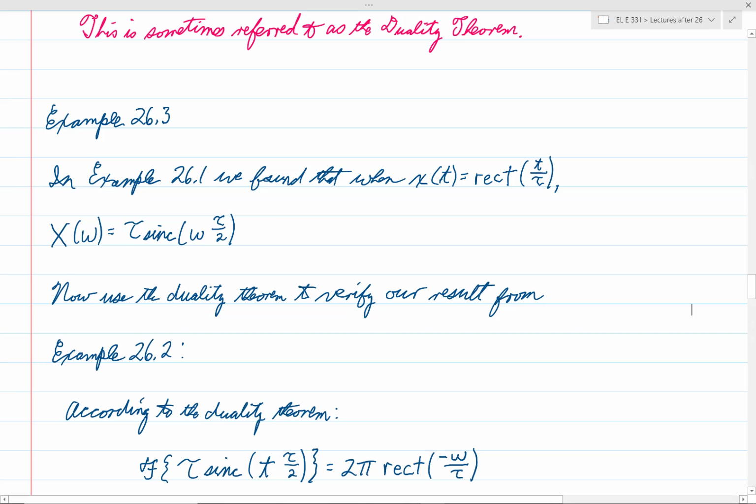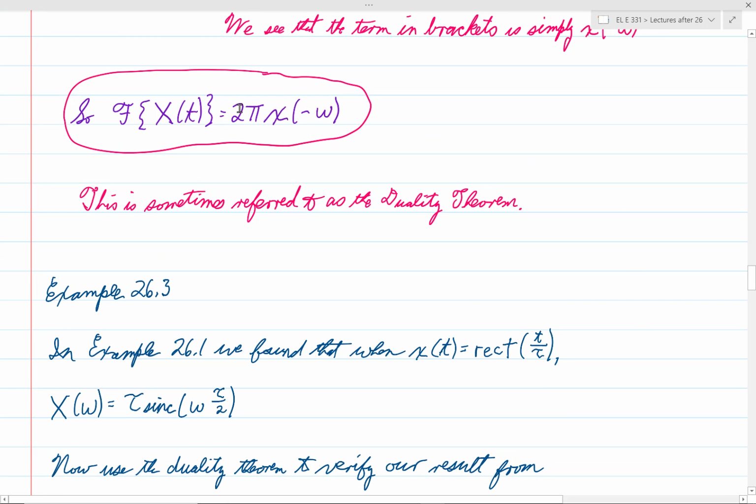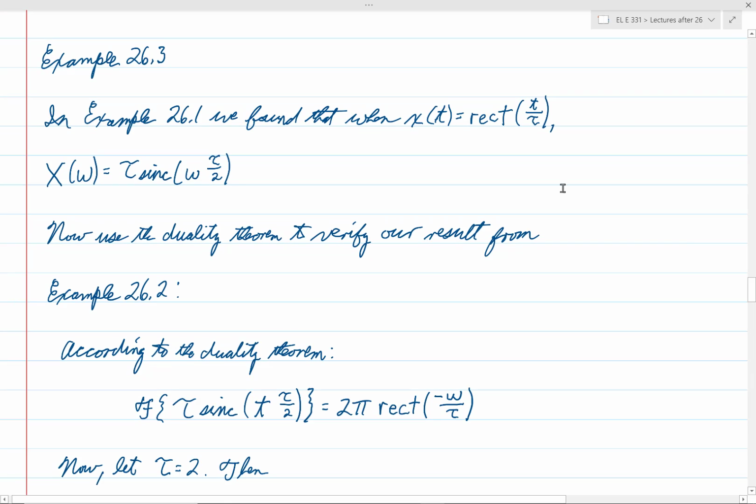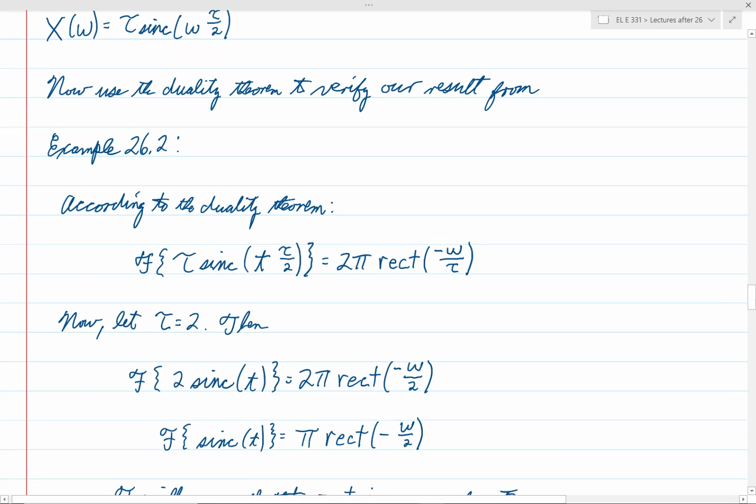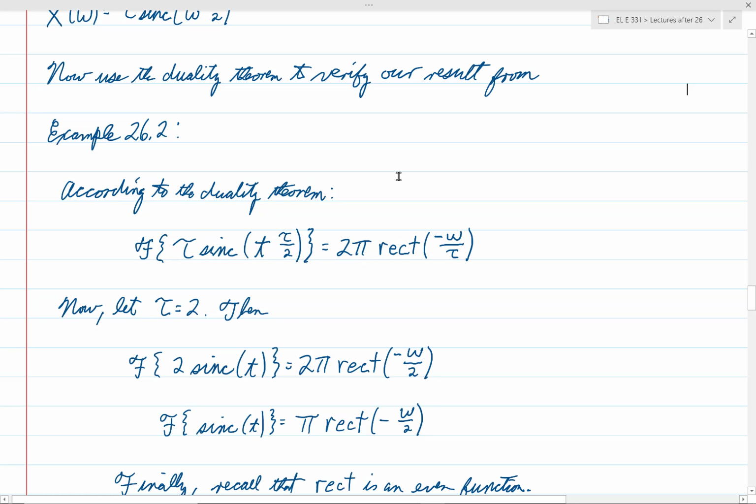And according to the duality theorem that we proved up here, that's equal to 2 pi times little x of negative omega. So coming back down here, little x of t is rect of t over tau, so little x of negative omega will be rect of negative omega over tau. And then we have that factor of 2 pi there. Okay. So how do we get our desired result? It's going to be very quick. We're just going to let tau equal 2.